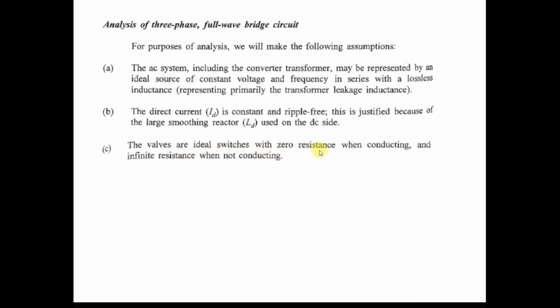Third assumption: the valves are ideal switches with zero resistance. It means when a valve is conducting, it acts as a short circuit or closed switch, so it offers zero resistance. When it is open or not conducting, it offers infinite resistance, so it acts as an open circuit. Based on these three assumptions, we make the analysis of these converters.